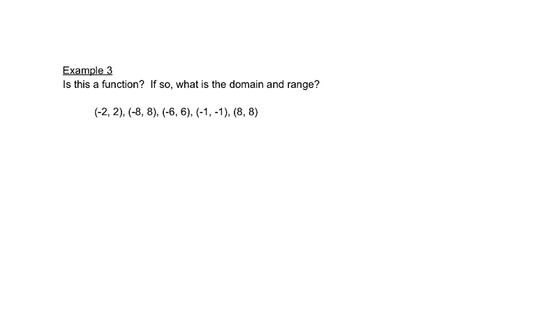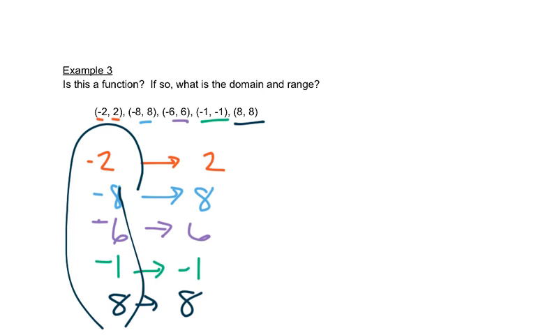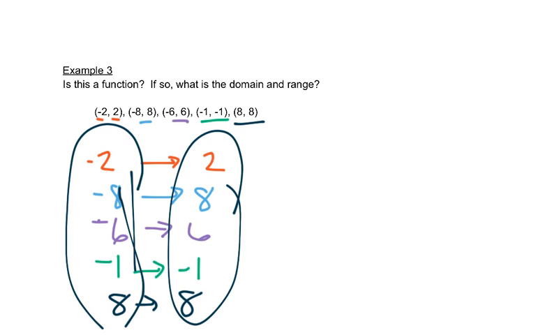So let's look at this. This is the same idea, but it's written in a little bit different format. This is really saying that this -2 has an arrow to this 2. So we could write this like we did before. We could put the -2 and then the 2. And then in this next pair, we'd have -8 is going to 8. In the next pair, we'd have -6 is going to 6. Here we'd have -1 is going to -1. And here we'd have 8 is going to 8. So you can see every element in this first set is going to one element in the second set. So yes, it's a function.